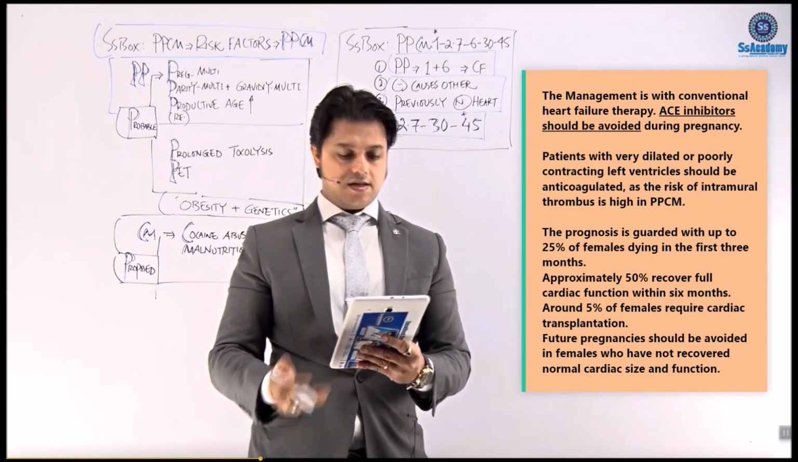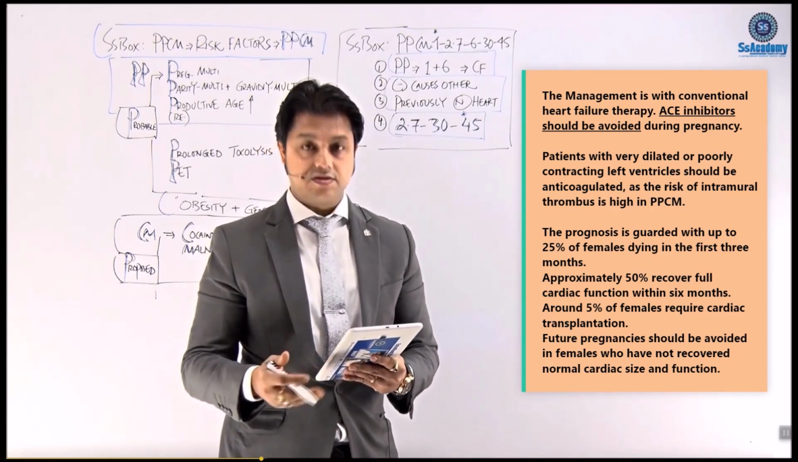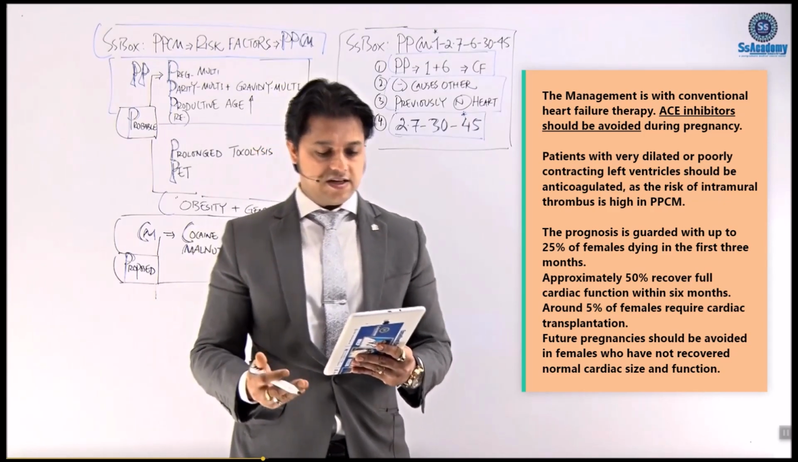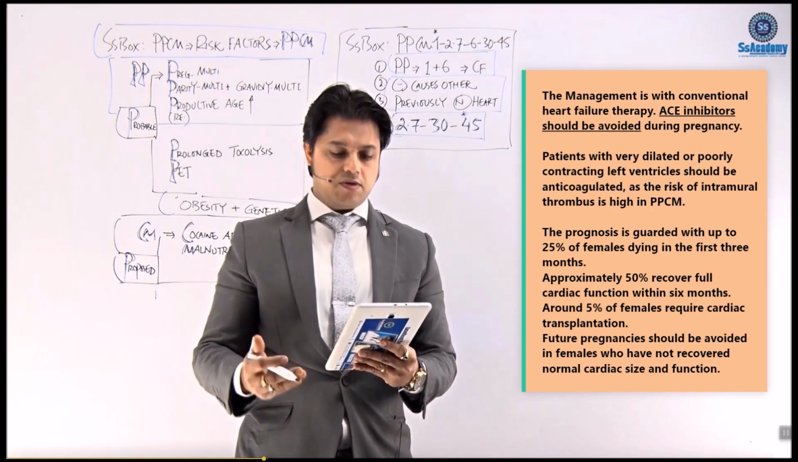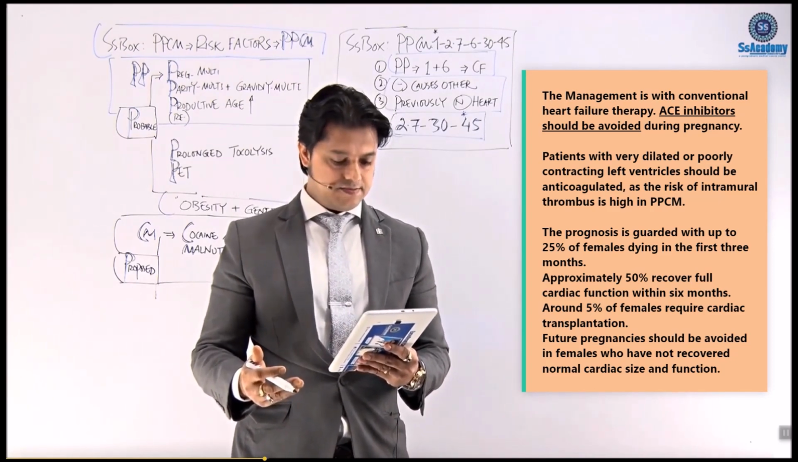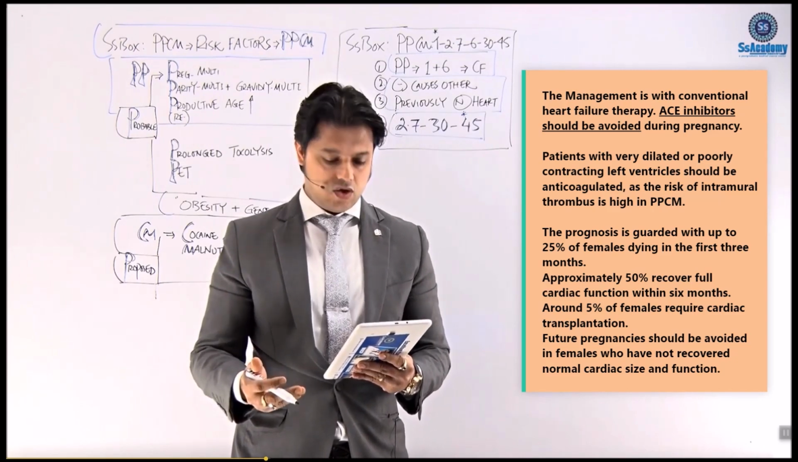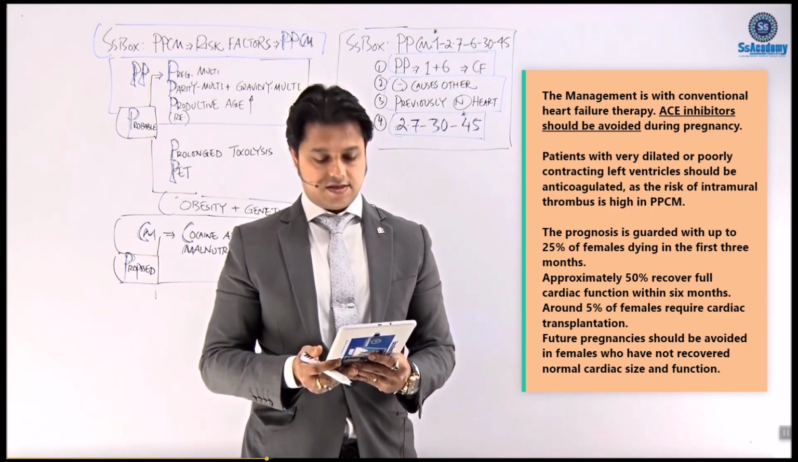The prognosis is guarded, with up to 25% of the females dying in the first 3 months. Approximately 50% recover full cardiac function within 6 months. Around 5% of the females require cardiac transplantation. Future pregnancies should be avoided in females who haven't recovered normal cardiac size and function.